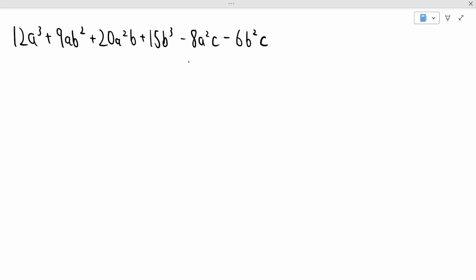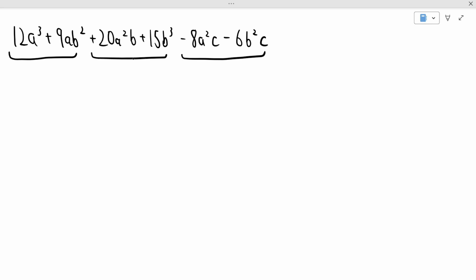If we look at the coefficients, we can also see that the ratio of the coefficients of the first two terms, 12 to 9, is the same as the ratio of the coefficients of the third and fourth terms, 20 to 15, which is also the same as the ratio of the coefficients of the last two terms, -8 to -6. Therefore, if we put the first two terms in a group, the third and fourth terms in a group, and the last two terms in a group, the ratios of the coefficients in each group are all the same, so we'll try the factoring with this grouping.